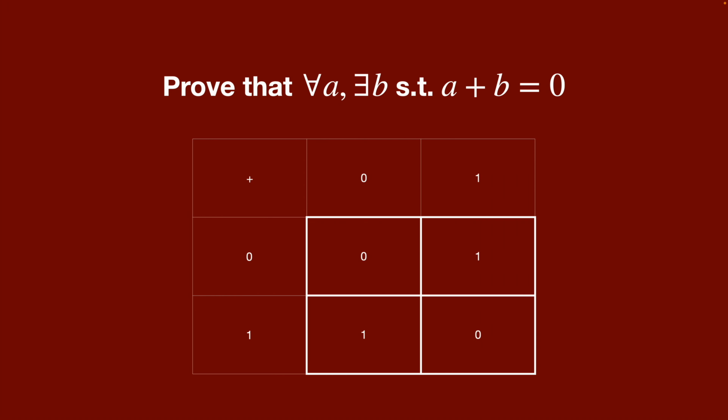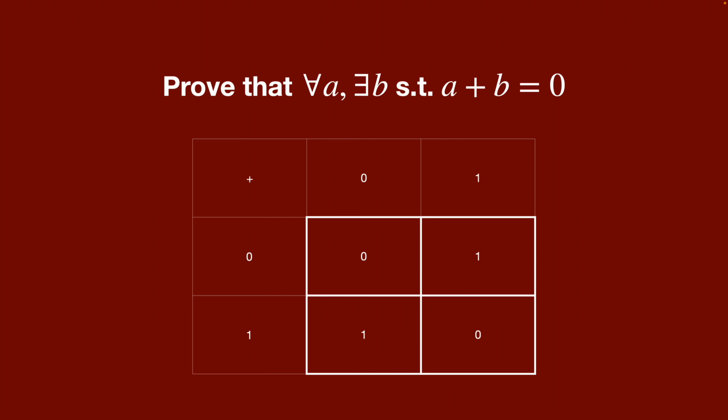Now, since we only have 2 possible choices for A, 0 and 1, we just need to consider both of those cases. So if I take A equals 0, I'm done. I just take B equals 0 and 0 plus 0 equals 0. That's my additive inverse. And similarly, if I have A equals 1, I can just take B as 1 and then I'm done as well. My additive inverse, 1 plus 1 is 0.